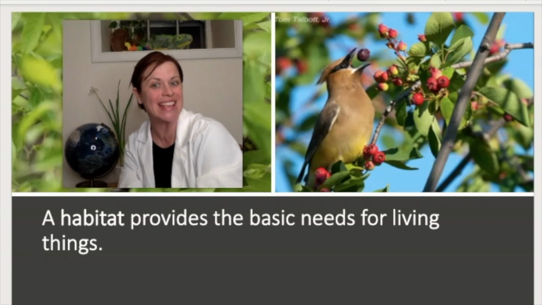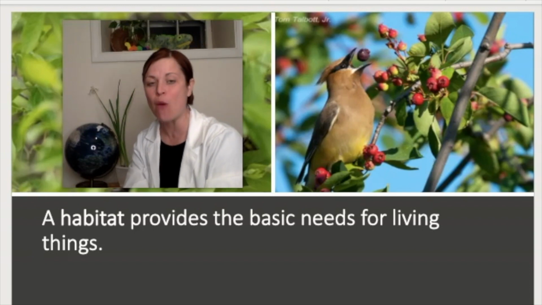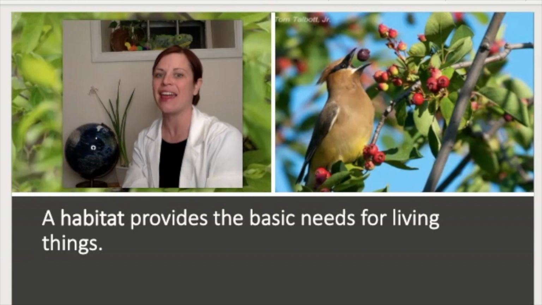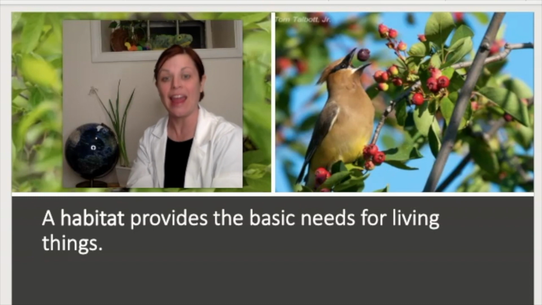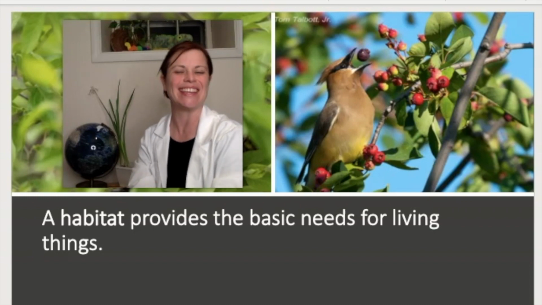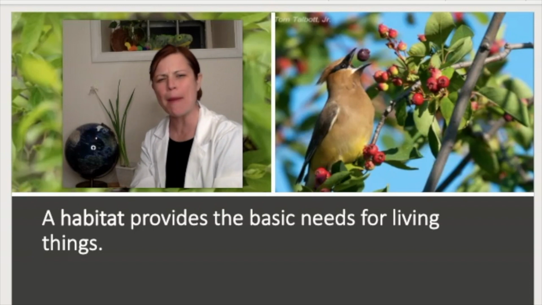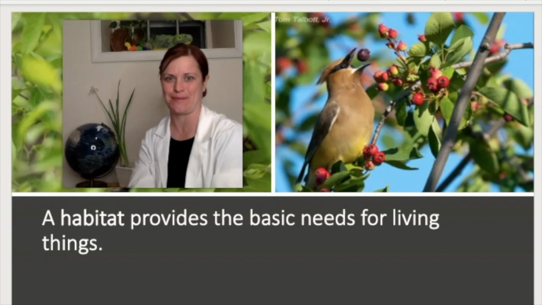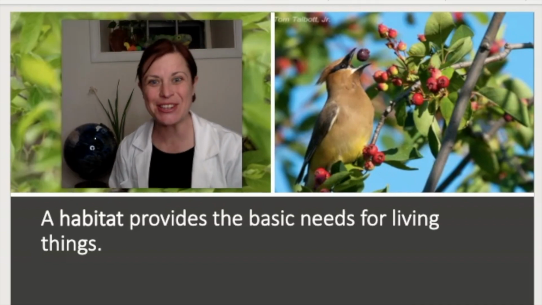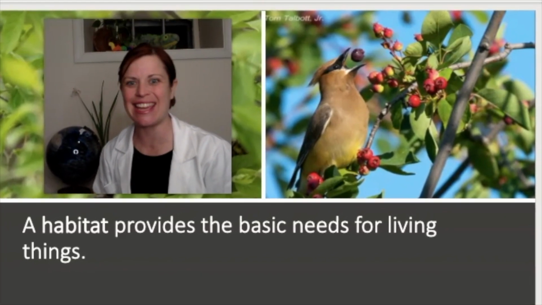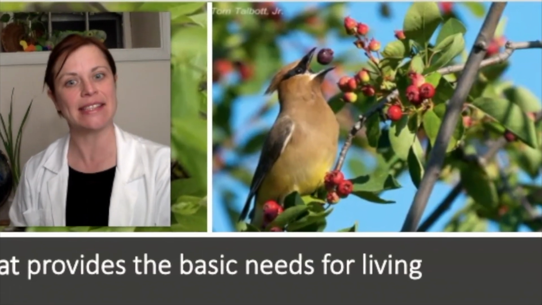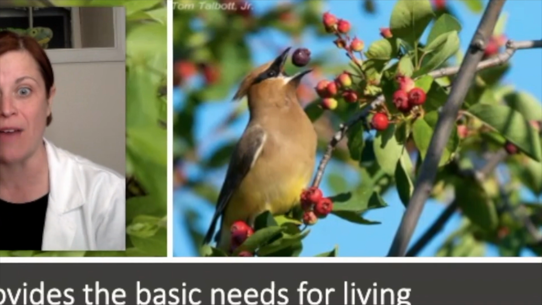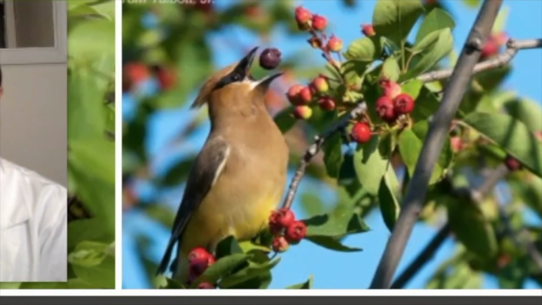Take a look at this animal. Do you know what this animal is? That's right. This animal is a bird. This animal's habitat is in a tree. What basic need is this tree providing? Did you say food? The bird is eating berries. That's right. A habitat is a place that is going to provide the basic need of food.